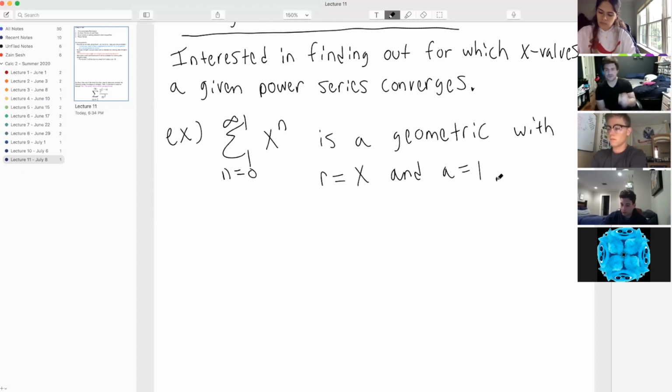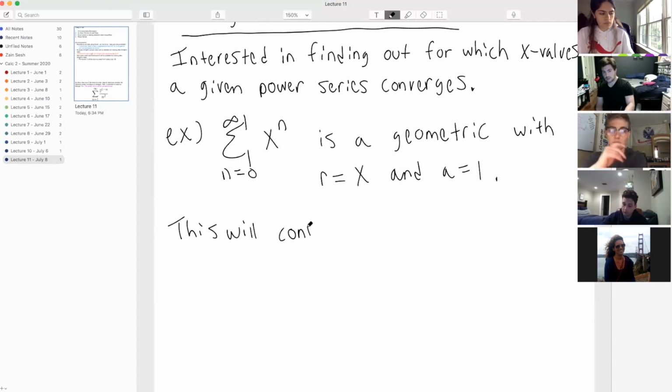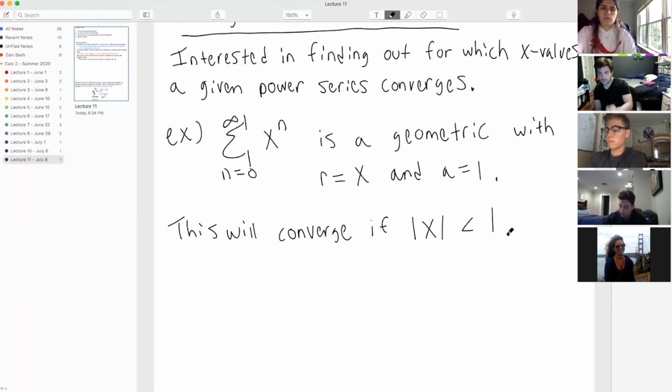Can someone tell me what the condition on the ratio needs to be for this to converge? Needs to be less than 1? Yes, but more specifically, the absolute value of the ratio needs to be less than 1. So we already know the x values for when this converges. This will converge if the absolute value of x is less than 1. That was straight from our theorem about geometric series: if the absolute value of the ratio is less than 1, the series converges.